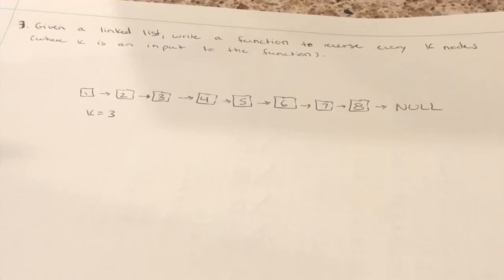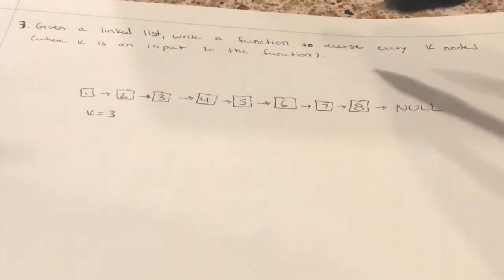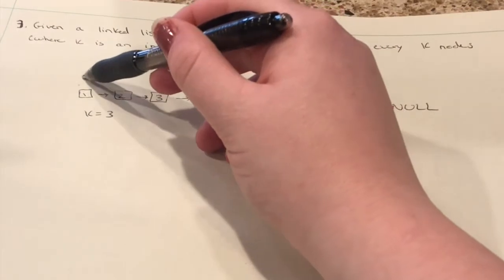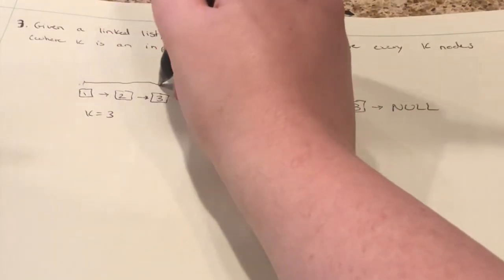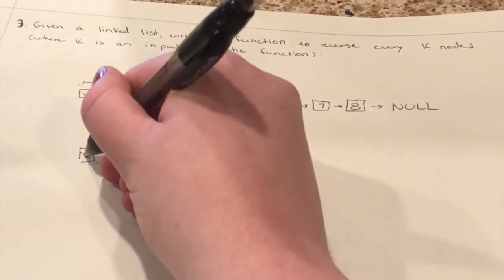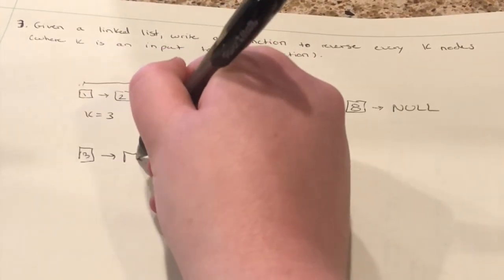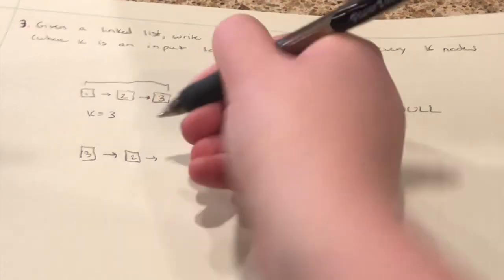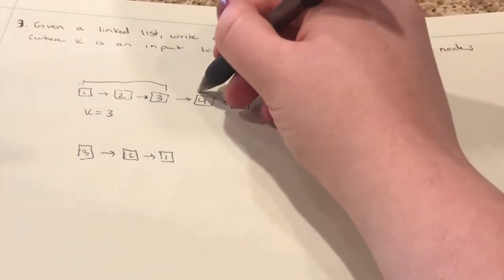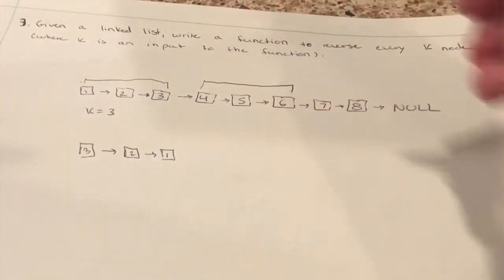All right, number 3, given a linked list, write a function to reverse every k nodes where k is an input to the function. So we have our linked list, and if we have k of 3, for every 3 nodes we're just going to take this and reverse it. So we would have 3, 2, and 1. And then we just go ahead and do that for every group of 3.